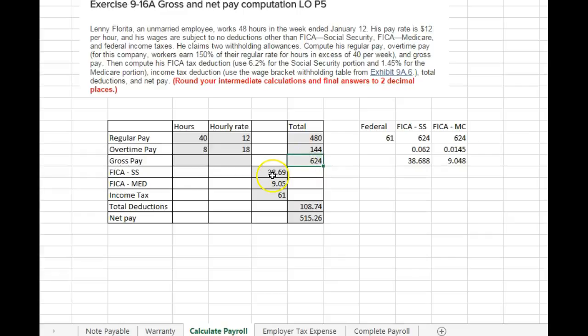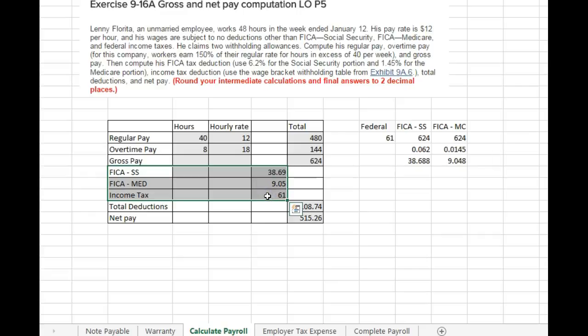Then you have deductions. Those deductions can be FICA, Social Security, FICA Medicare, federal income tax, it could be union, it could be insurance. There are several, it could be Red Cross. And these that you're looking at right here are all employee taxes.